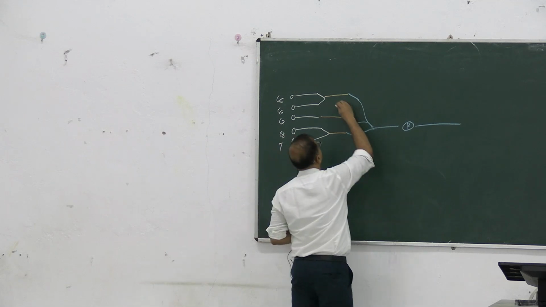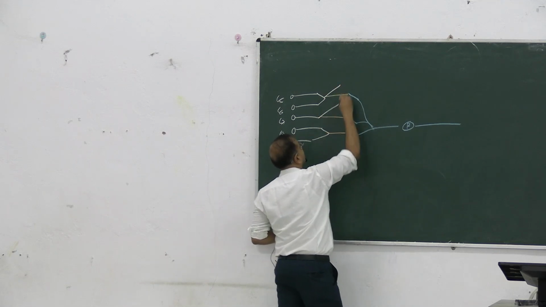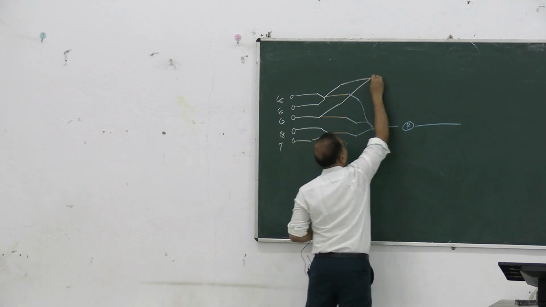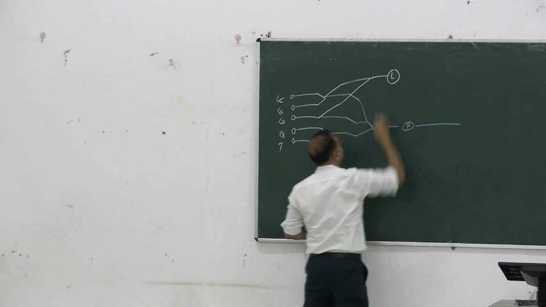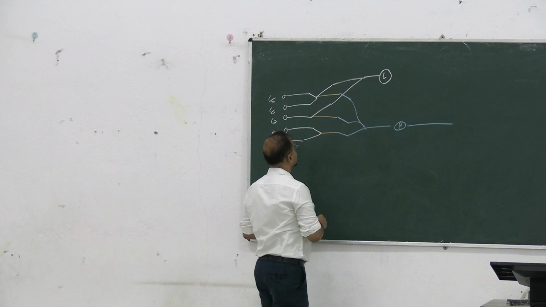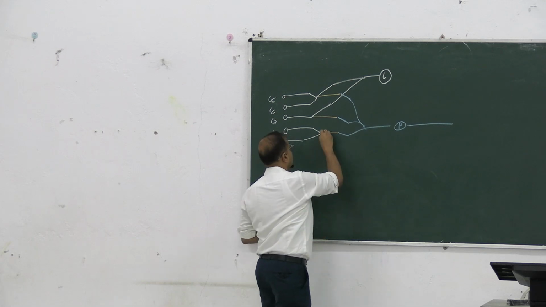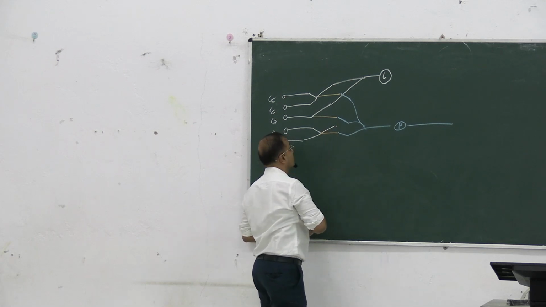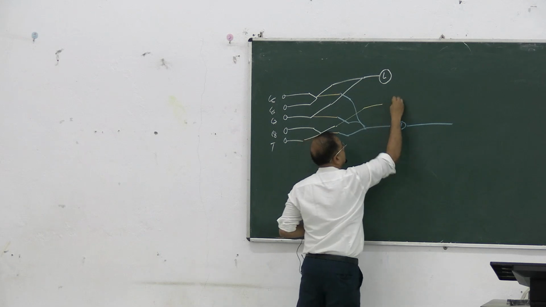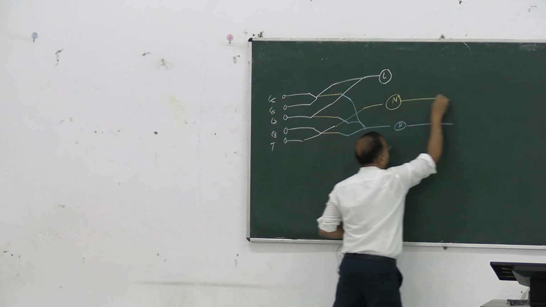So these two are united to form this lateral cord. And this one is going to make this medial cord.